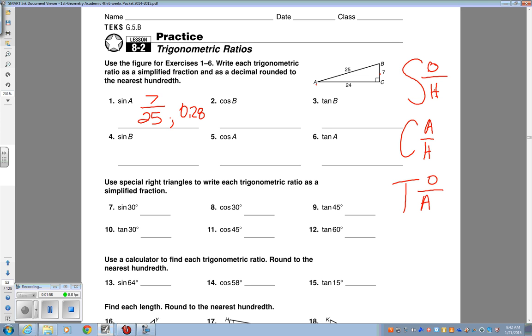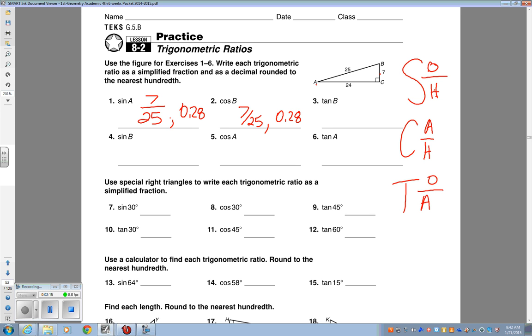All right, now we're going to do the cosine of B. So I start at angle B. Cosine is adjacent over hypotenuse. Again, it's 7 over 25. You can have the same ratio with a different trig function. So we already know that decimal. That decimal is 0.28.